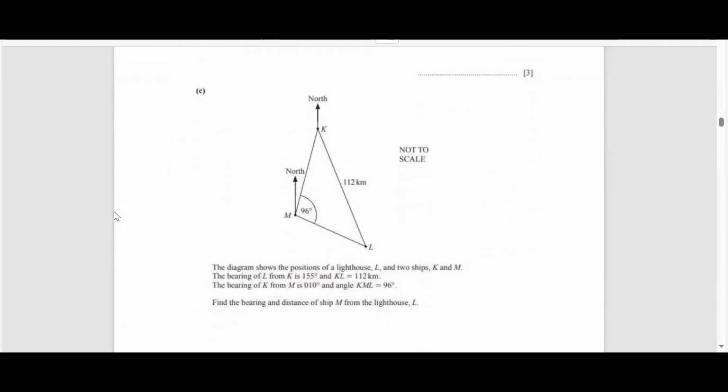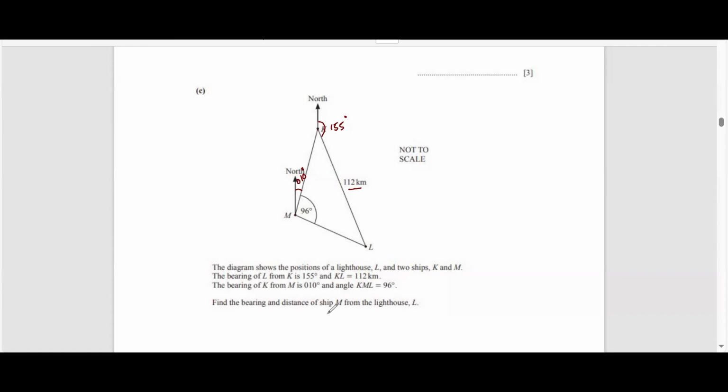That is a bearing question. See here. The diagram shows the position of a lighthouse L. So the lighthouse is over here, and the two ships K and M. K is over here, M is over here. The bearing of L from K, that means this angle over here, is given as 155 degrees, and KL is 112 kilometer. The bearing of K from M, that means this angle here, is given as 10 degrees, so 010, because you have to write it in 3 digits. And the angle KML is 96 degrees.